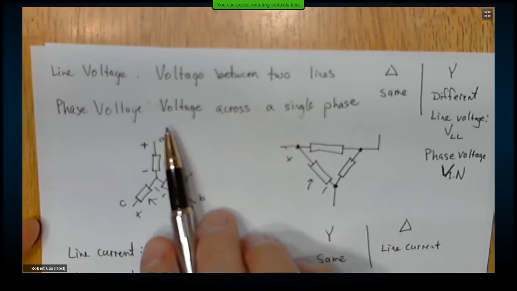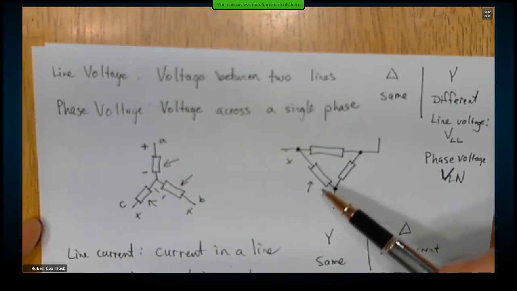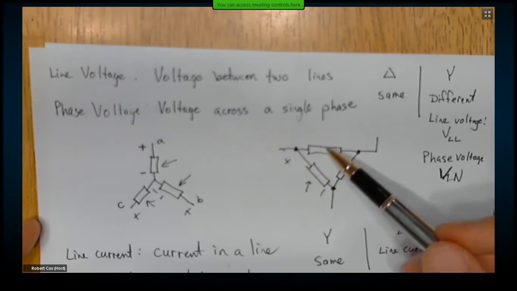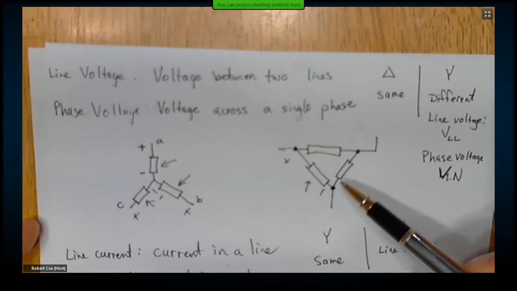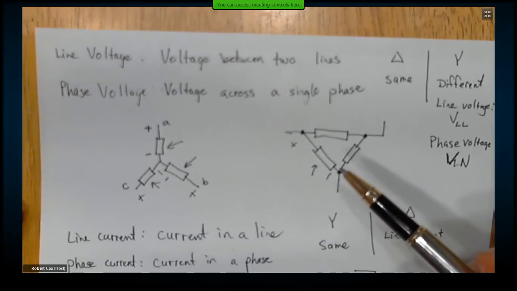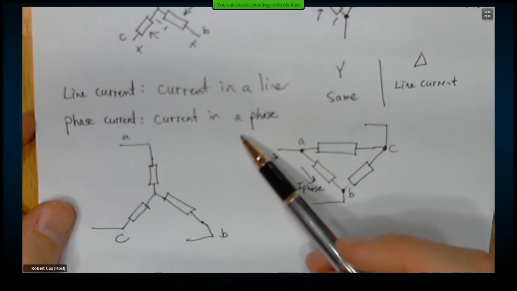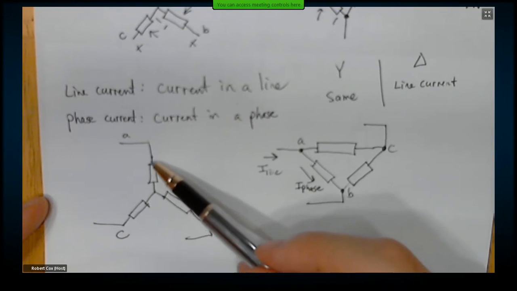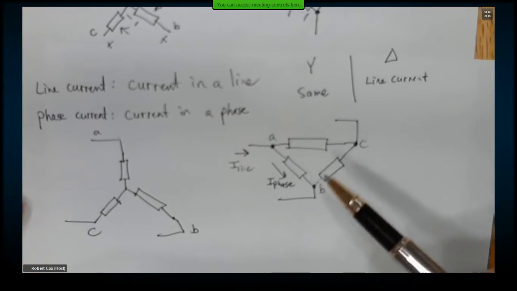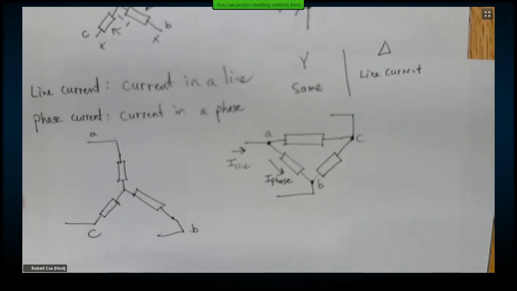Line voltage is voltage between two lines. Phase voltage is voltage across a single phase. And the term phase refers to each of the impedances, or each of the source impedance combinations. Line currents, the current in a line. Phase currents, current in a phase. So in a Y connection, the line current and phase current are going to be the same. In a delta connection, this is the line current, this is the phase current. We'll look at some relationships on that as we go.